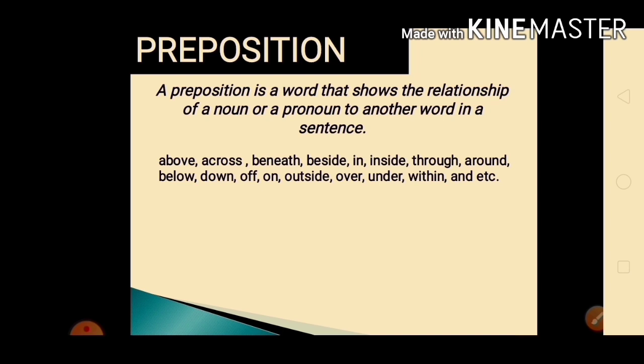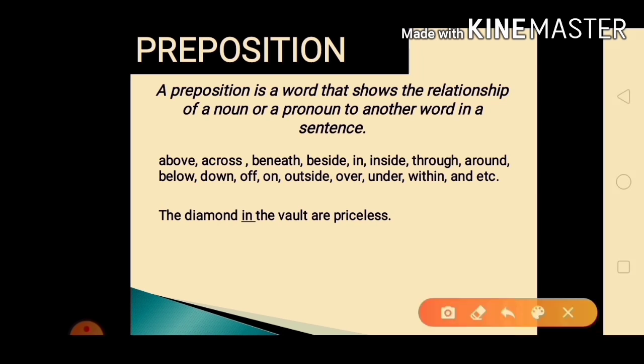So I will be giving you examples on how prepositions work. First, the diamond in the vault are priceless. As you can see, the underlined word here is in, and that is our preposition. Why? Because the word in here shows the relationship between the diamond and the object of the preposition, which is the vault. So there is a relationship between the diamond and the vault because of the word in.